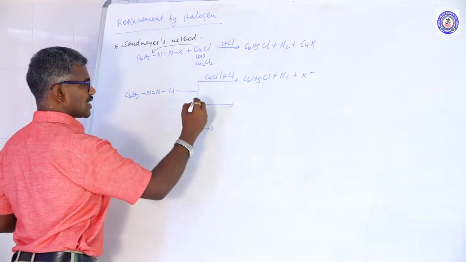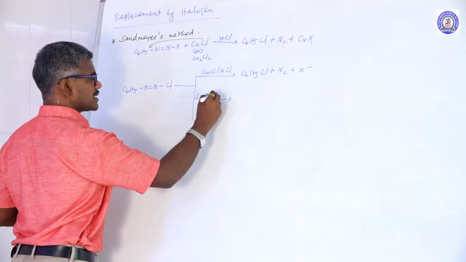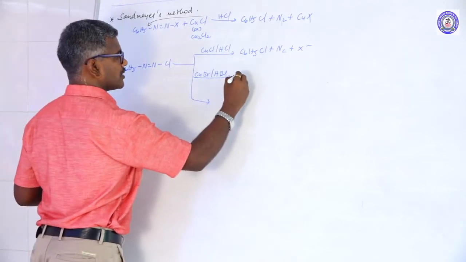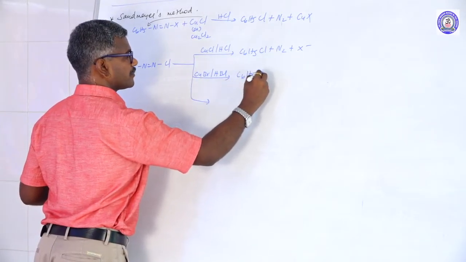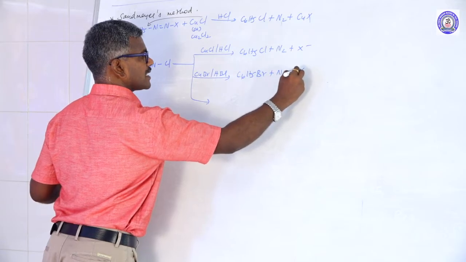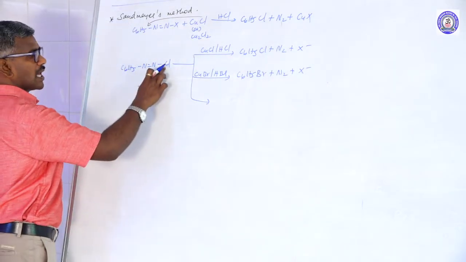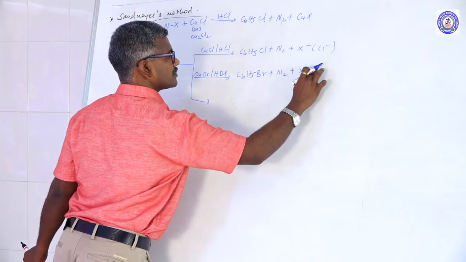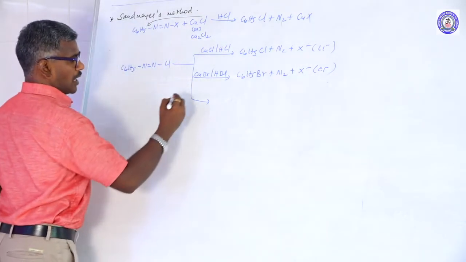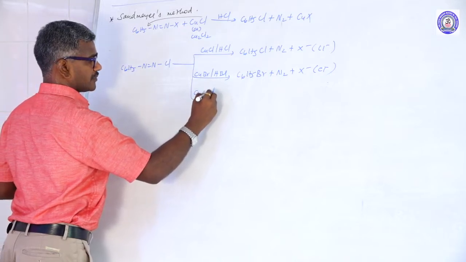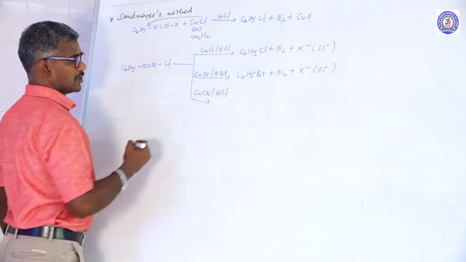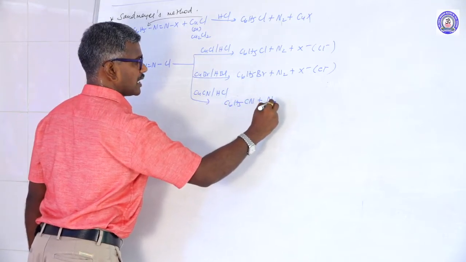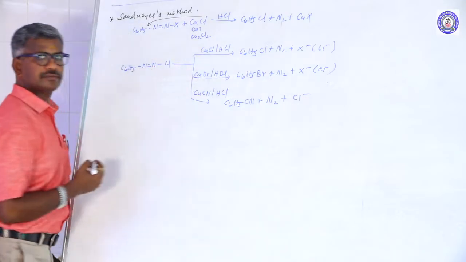Another one, in the presence of CuBr and HBr, the chlorine can be replaced by Br, giving C6H5Br + N2 + X minus. X means halogen, that is Cl minus. Another one is CuCN with HCl, forming C6H5CN + N2 + CN minus.